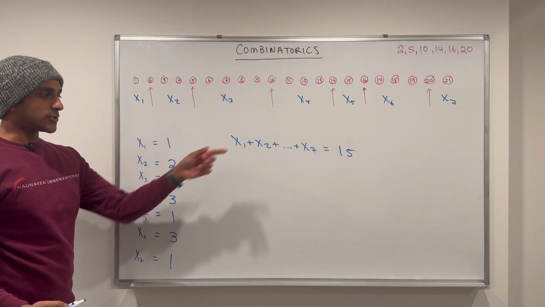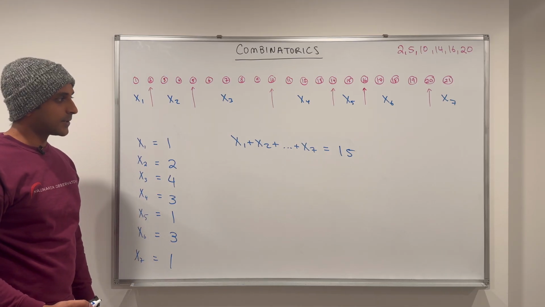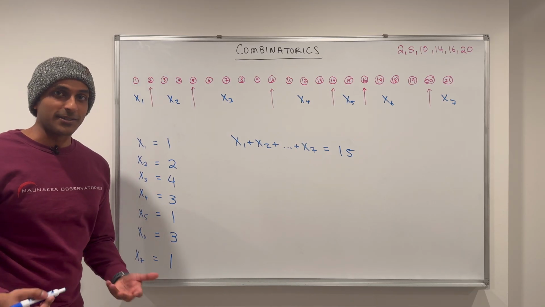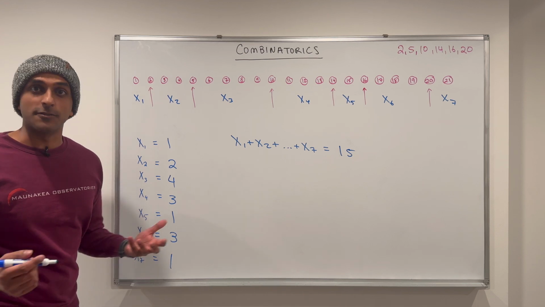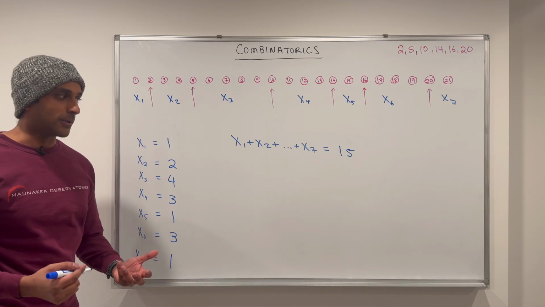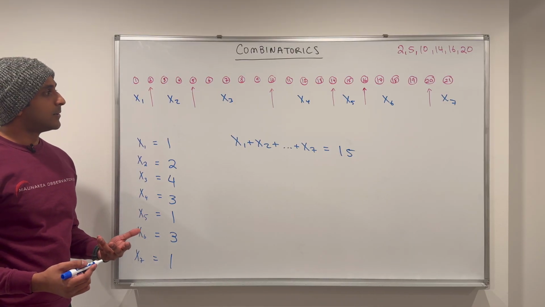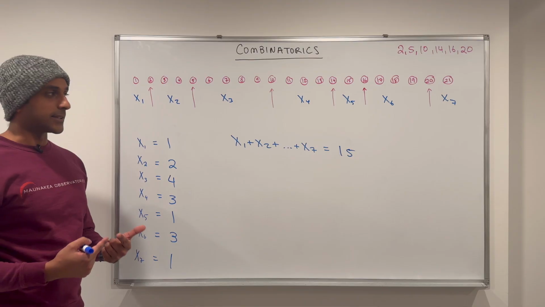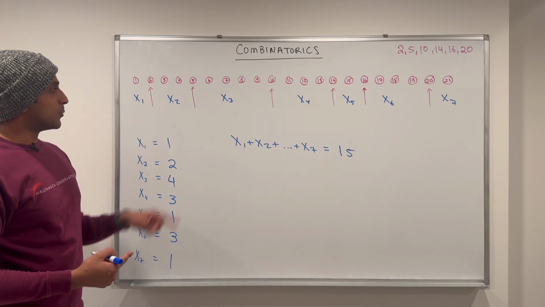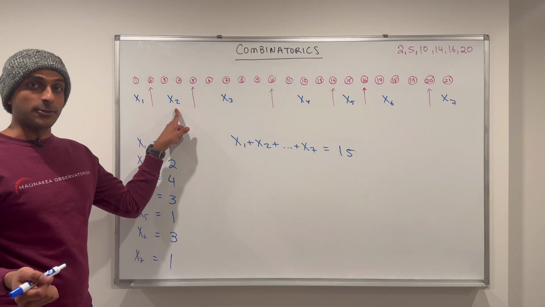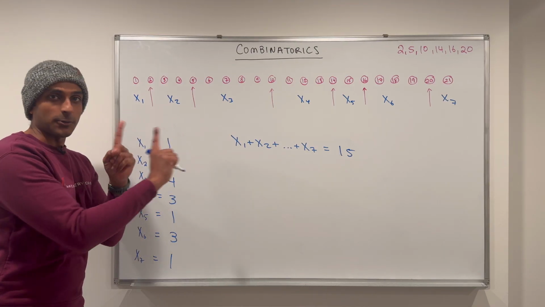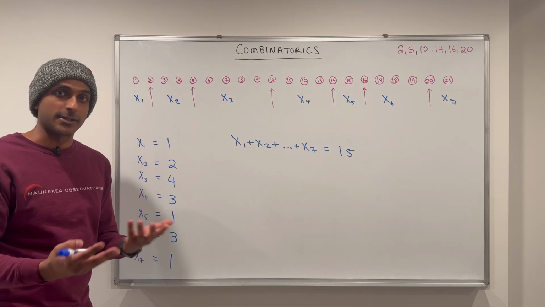Now, what else is true about each of these variables? Well, of course, they're all non-negative integers, because you can't have fractional amounts of people or negative amounts of people. But are there any more constraints? Well, since the students cannot be standing next to each other, we can't have x sub 2 be 0. Because then these 2 pink arrows would be next to each other and we would have chosen 2 people that are sitting next to each other.